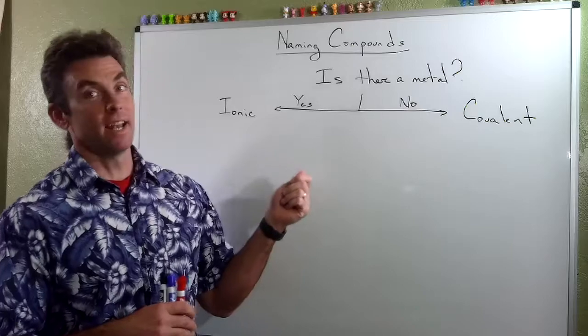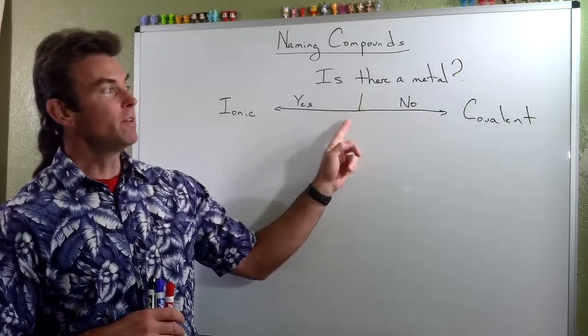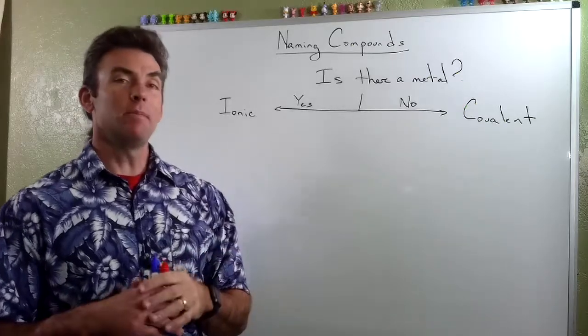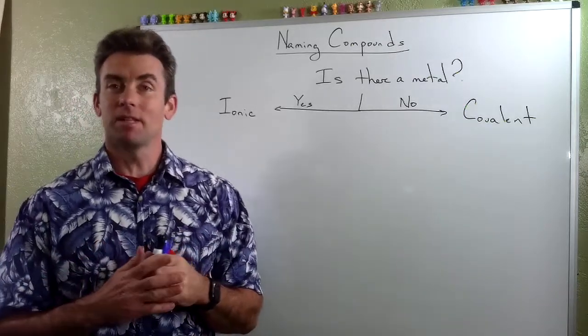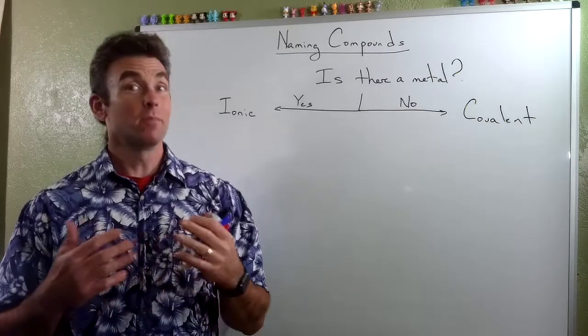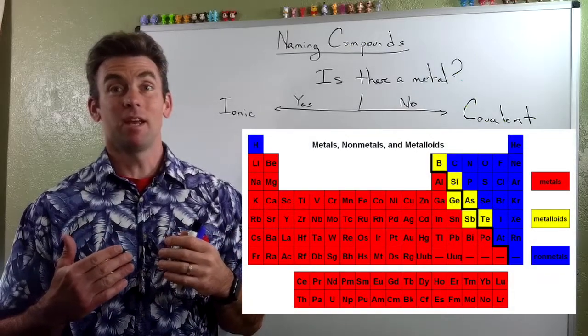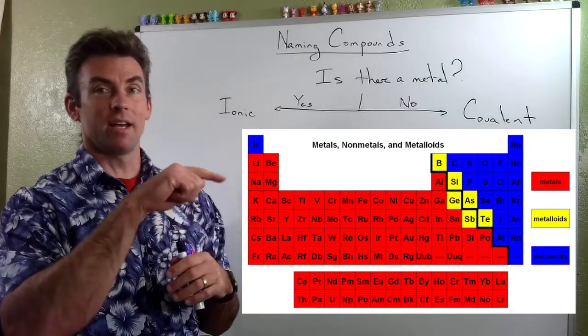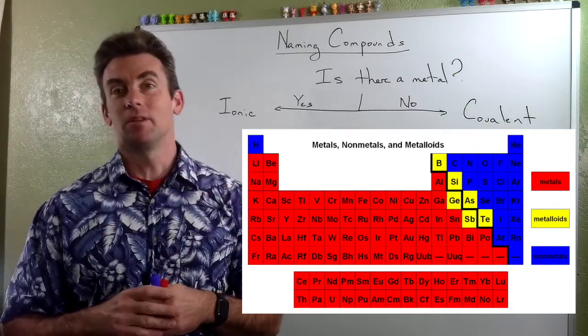And like I said, naming is no different. So if you have no metal, you're going to be over in this covalent category. And keep in mind that when we're looking at metals on the periodic table, metals are the majority of the periodic table, right? You look to the left of that metalloid line, and maybe I'll even put a picture right here so it's a little bit clearer.